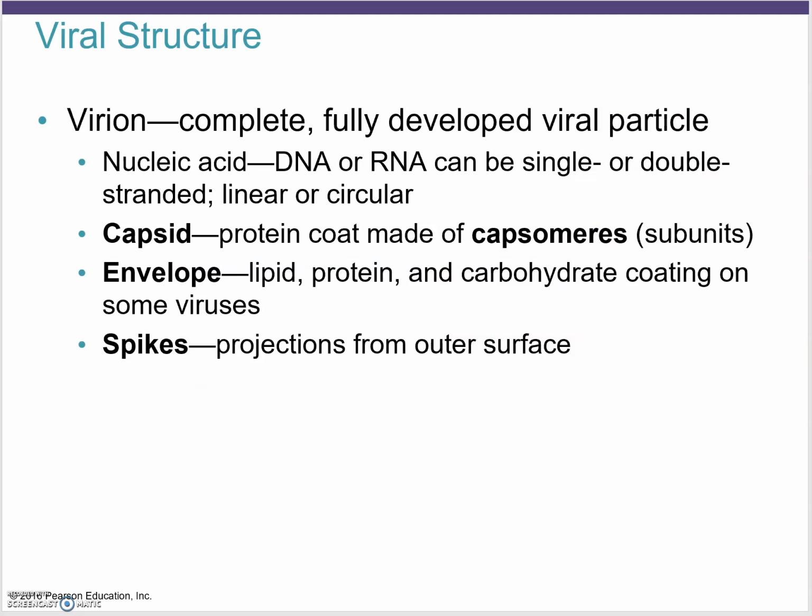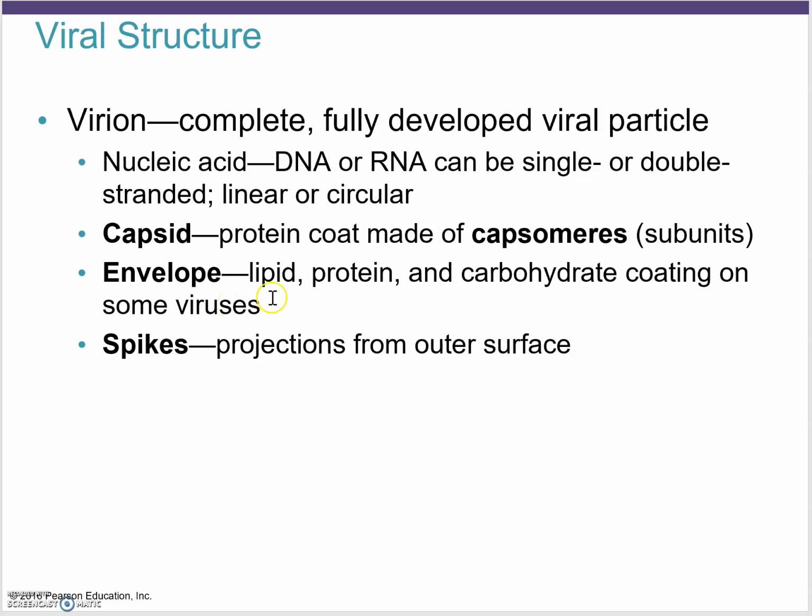The viral structure. The virion is the complete, fully developed viral particle. That's what we call a virion, which contains a nucleic acid, which could be either DNA or RNA, that can be either single-stranded or double-stranded, linear or circular, and we will see the differences when we classify the viruses. The capsid is the protein coat made of capsomeres, which are the subunits making up the capsid, so the complete protein coat. Many viruses also have what's called an envelope.